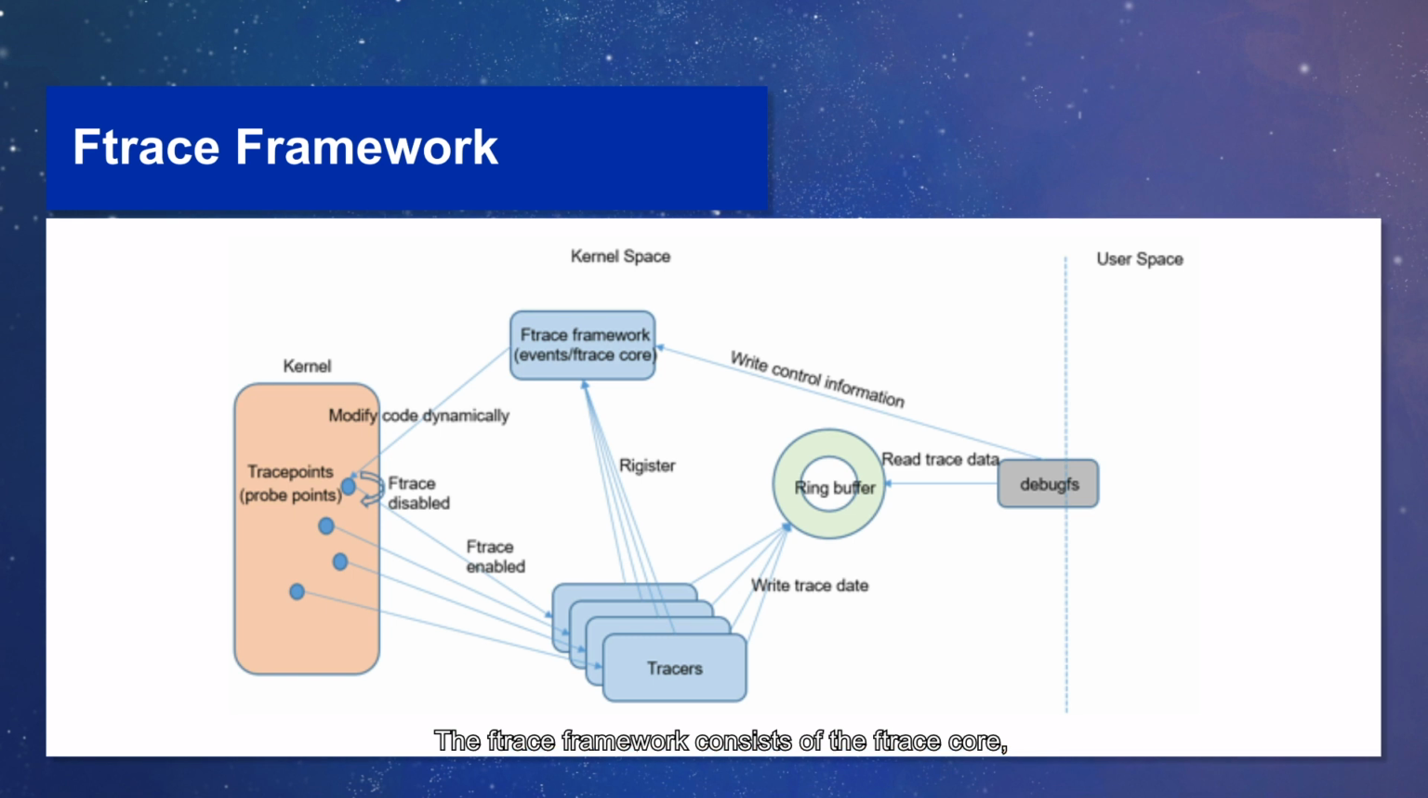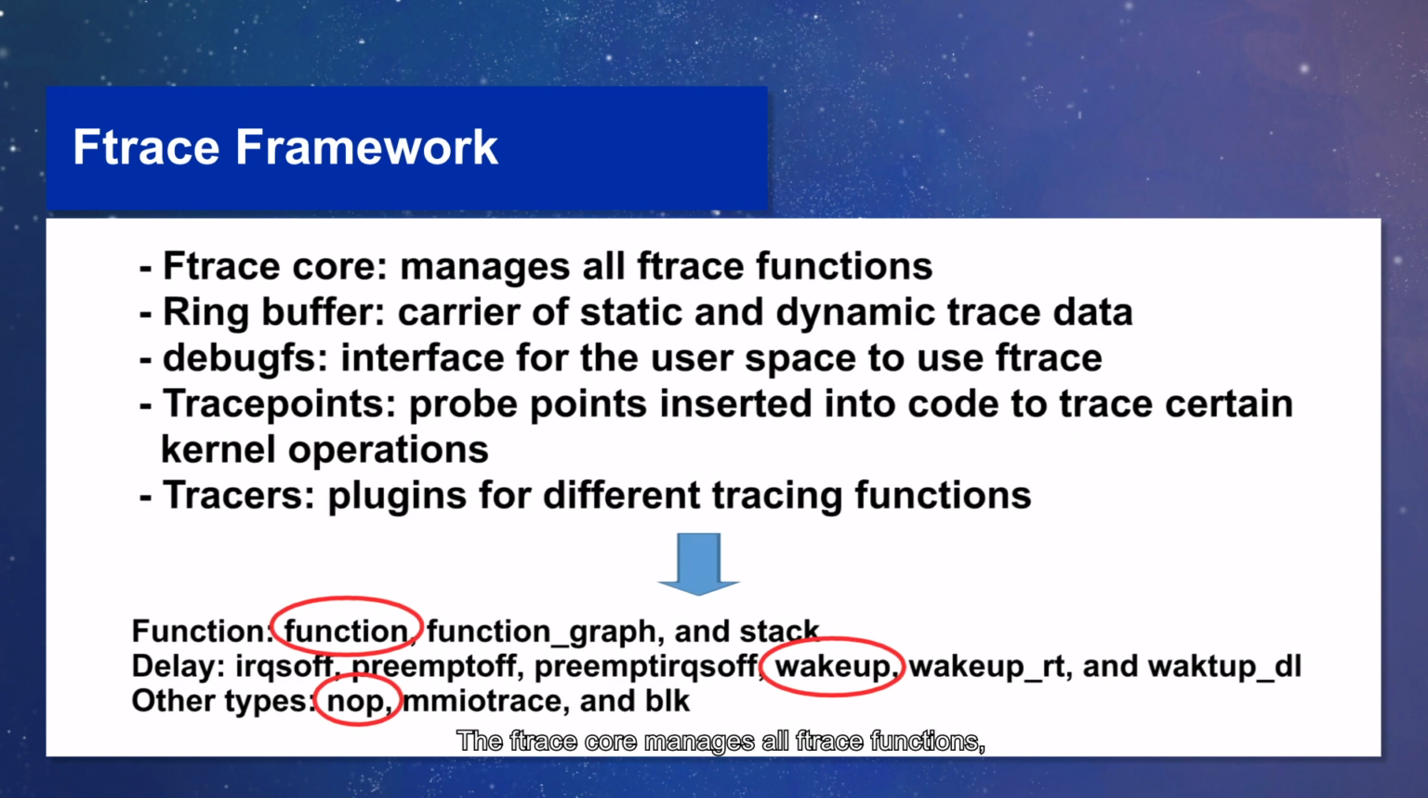The Ftrace framework consists of the Ftrace core, RAM buffer, debugfs, trace points, and various tracers. The Ftrace core manages all Ftrace functions, including tracer registration and RAM buffer control. The RAM buffer is a carrier of static and dynamic trace data. Debugfs provides an interface for the user space to use Ftrace. Trace points are probe points inserted into specific functions in the kernel code to trace certain kernel operations. And tracers are plugins that implement different tracing functions.